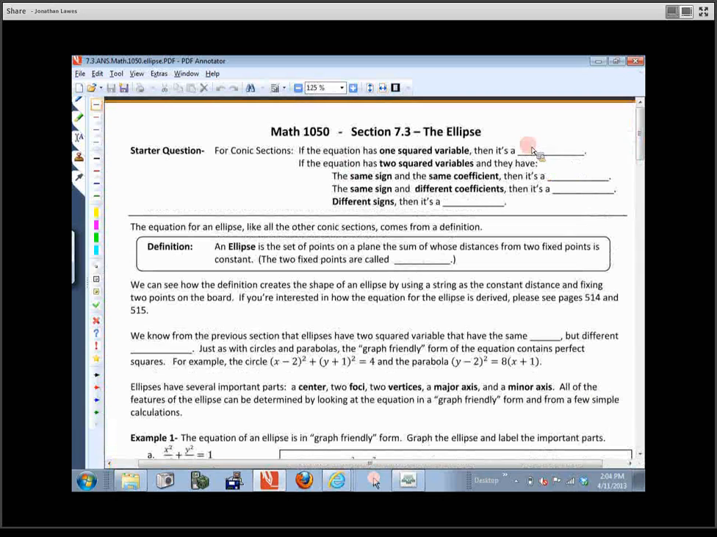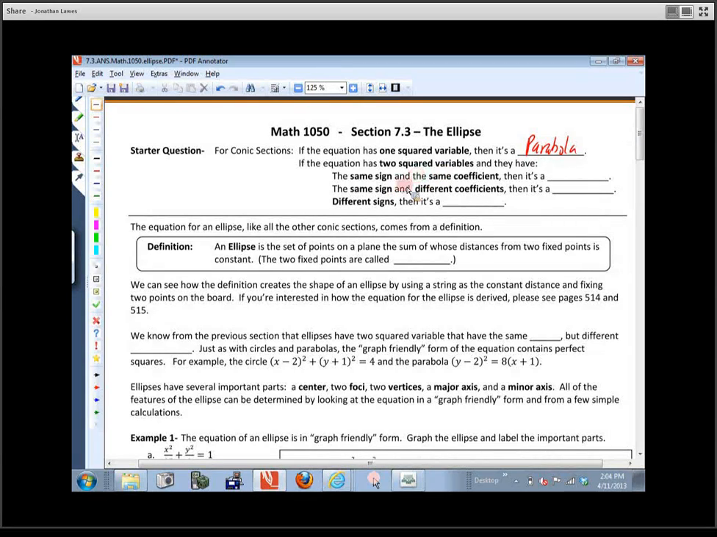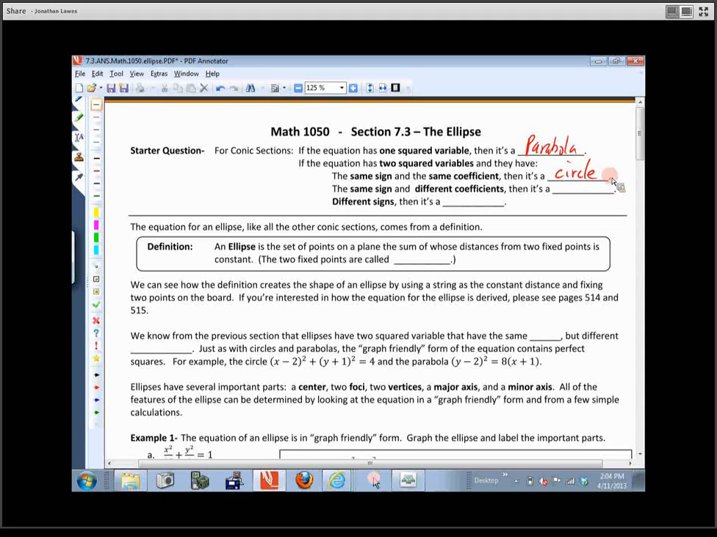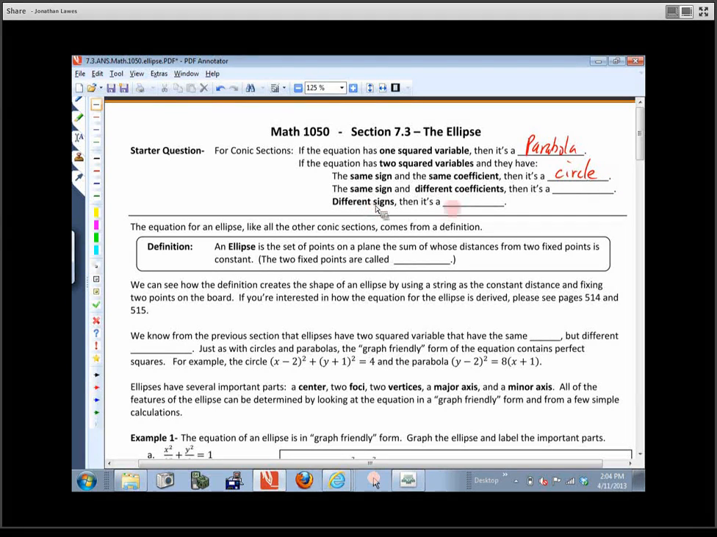One squared variable? Parabola. Got to be a parabola. Okay? Two squared variables for the rest of them. Same sign and same coefficient, that's going to be a circle. You studied that in 2.4. Okay? Same sign, different coefficients? That's going to be an ellipse.